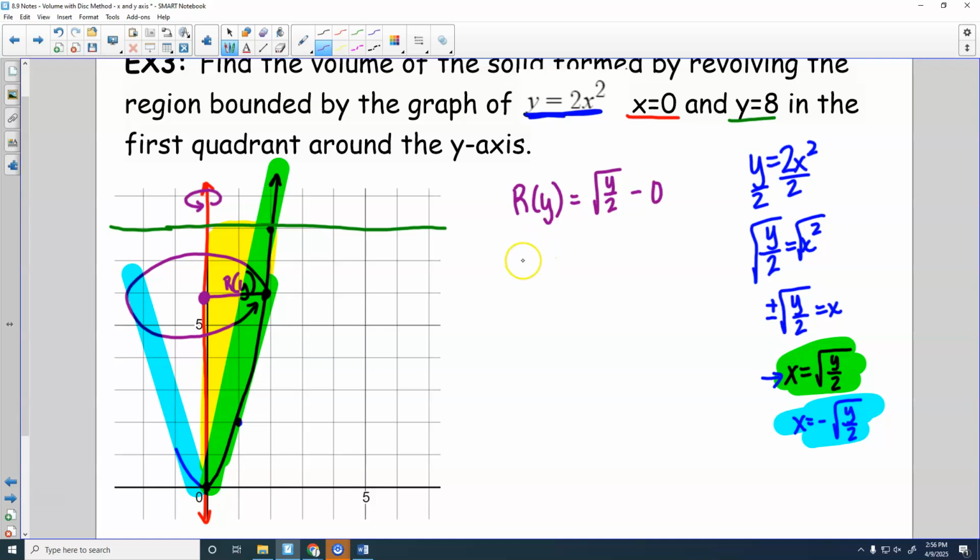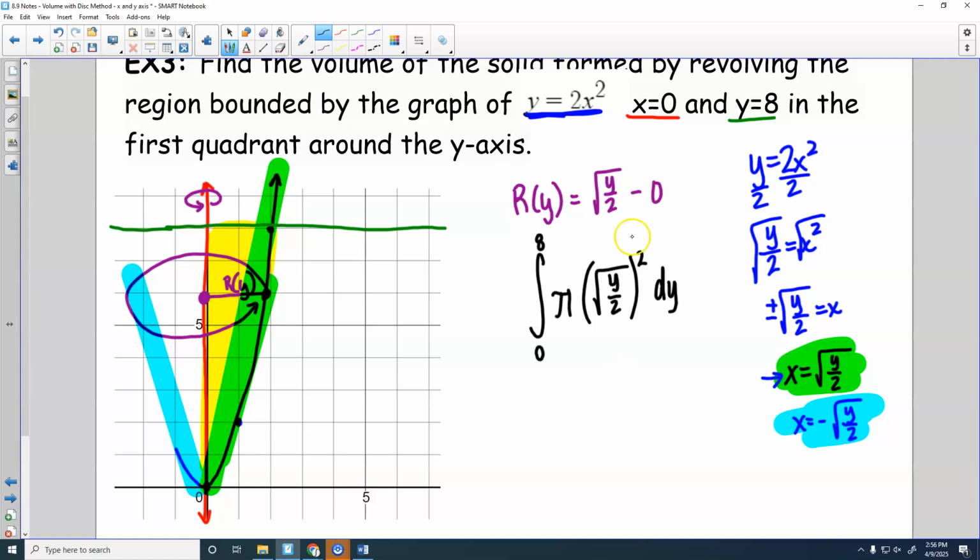And so we're going to take our radius and plug it into pi times that radius, so pi times the square root of y over 2, squared. It's going to be in terms of y. I'm going to integrate it. What should the limits be? Very good, Emma. 0 to 8. Not 0 to 2, right? Some of you were thinking it, I know. But 0 to 8, because you've got to look at that y-axis there.